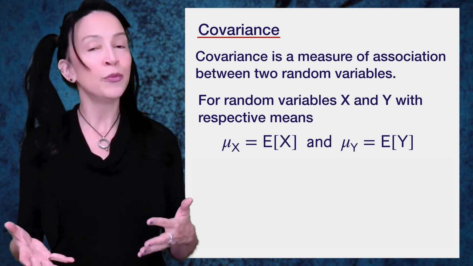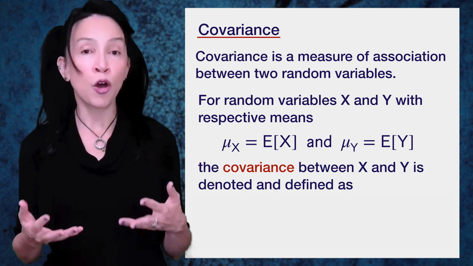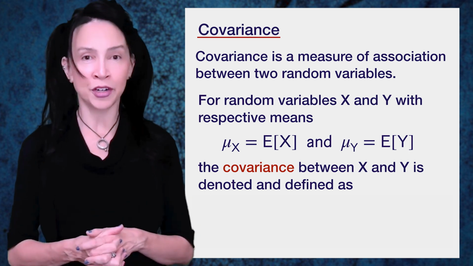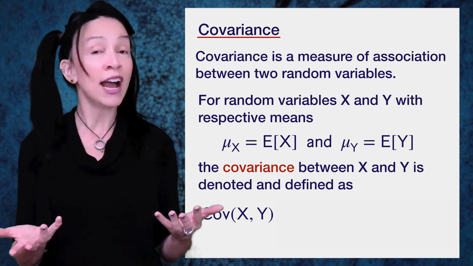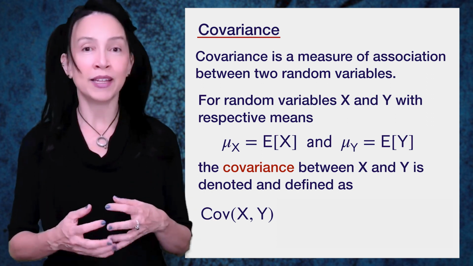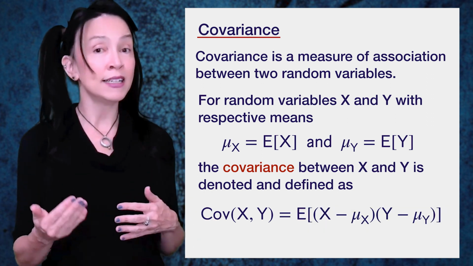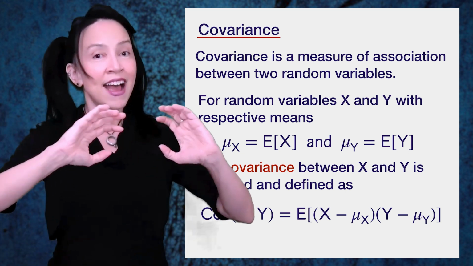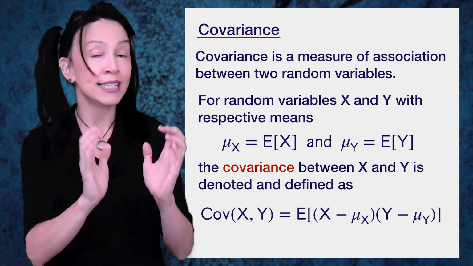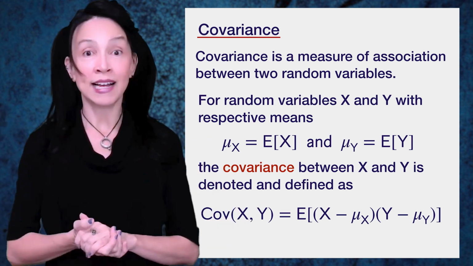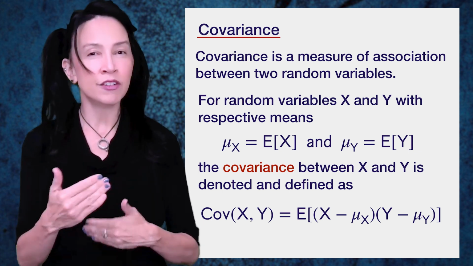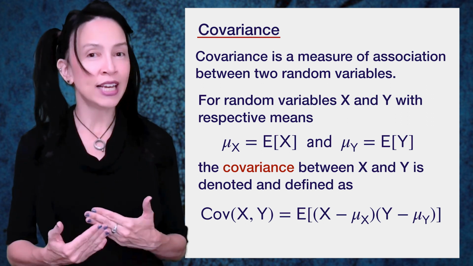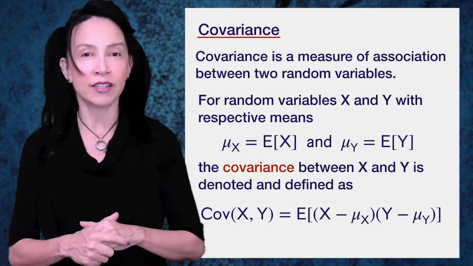With this notation, we are ready to define the covariance between these two random variables. We're going to denote it with COV of X comma Y, and it is defined to be the expected value of X minus its mean quantity, multiplied by Y minus its mean, and that's it. So that is a theoretical quantity, and I hope to make sense out of it for you by first looking at a sample version of this.